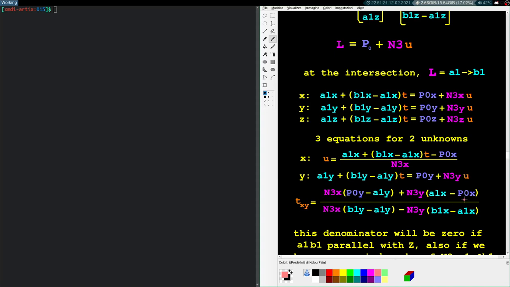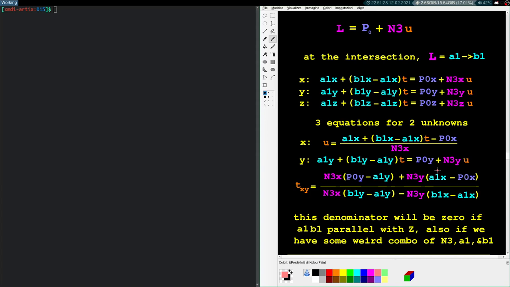It looks like this. However, whenever you see a denominator in any sort of mathematical expression that you're using on a computer, you should always question, when will this be 0? Because this will be 0 quite frequently if you have primitives that are oriented along x, y, and z axes, because if a1, b1 is parallel with c, this evaluates to 0. And also, in some combinations of n3 and a1 and b1, you'll also have this be 0, but you can't account for those beforehand. Those are going to be flukes.